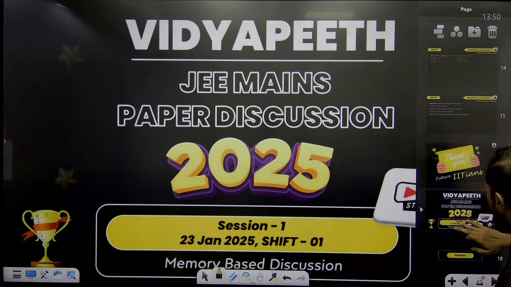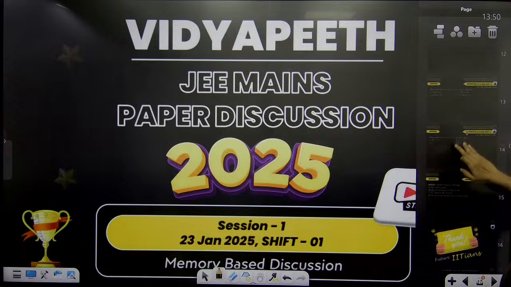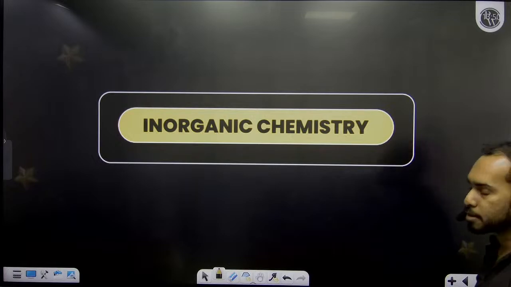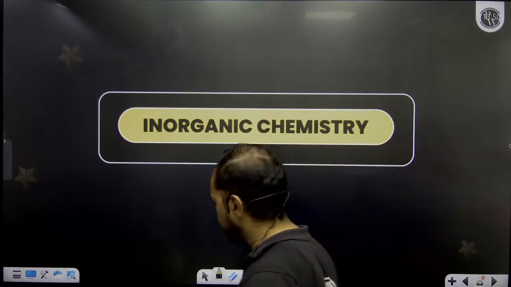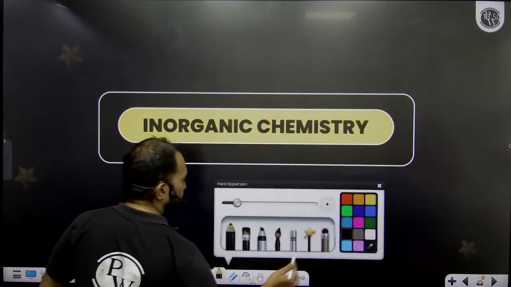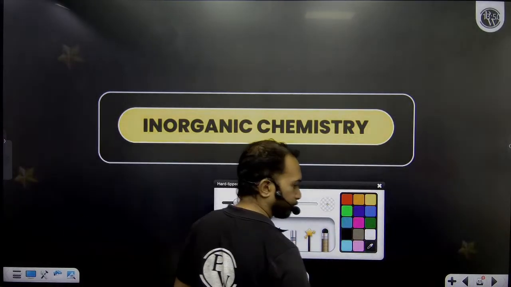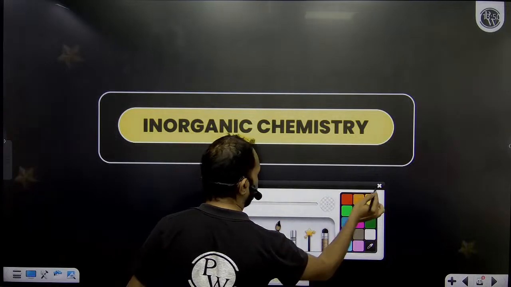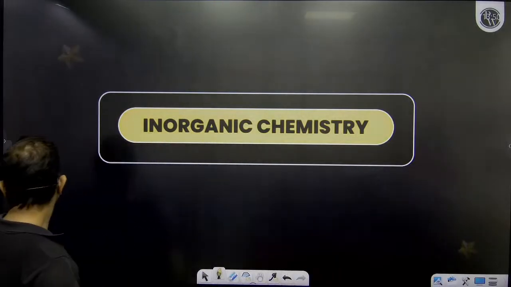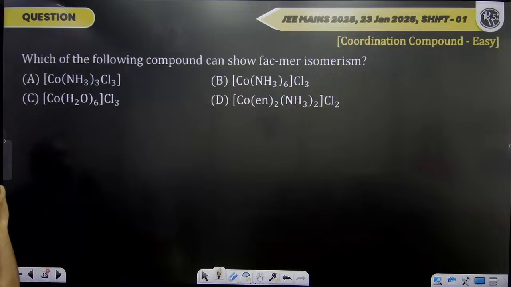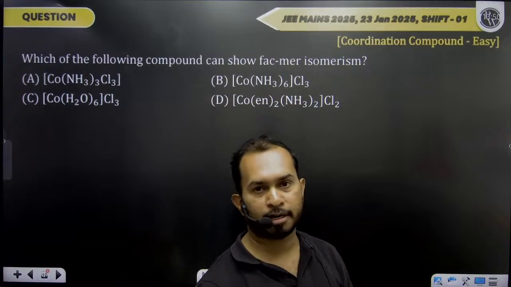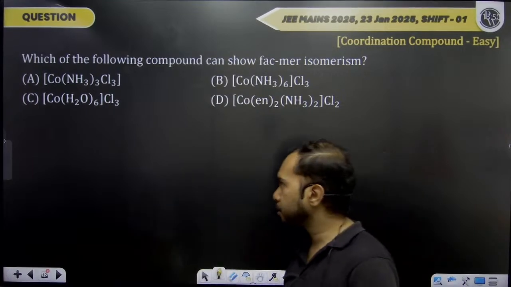Chalo, let's begin with the inorganic chemistry questions. Remember, these are memory based questions, so there might be some changes. Now look at the first question. Which of the following compounds can show facial and meridional isomerism? Facial and meridional isomerism, a coordination compounds question, right?